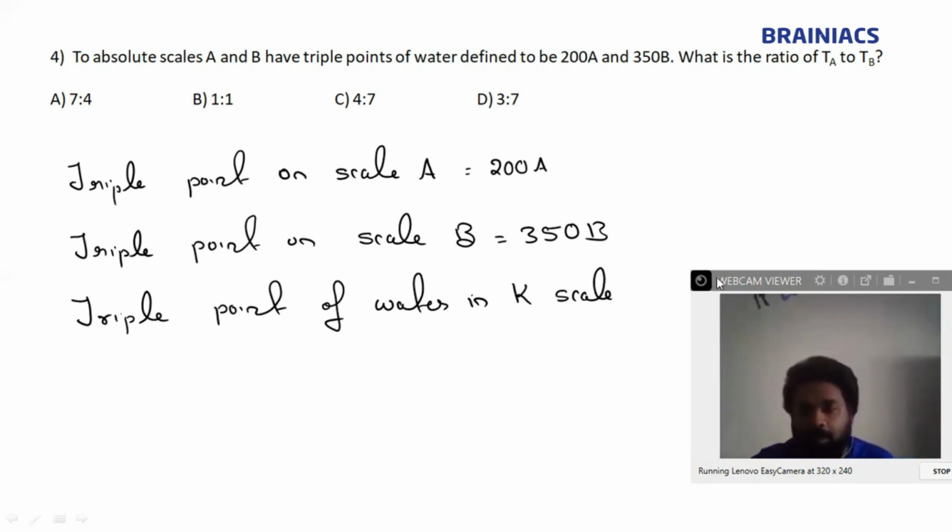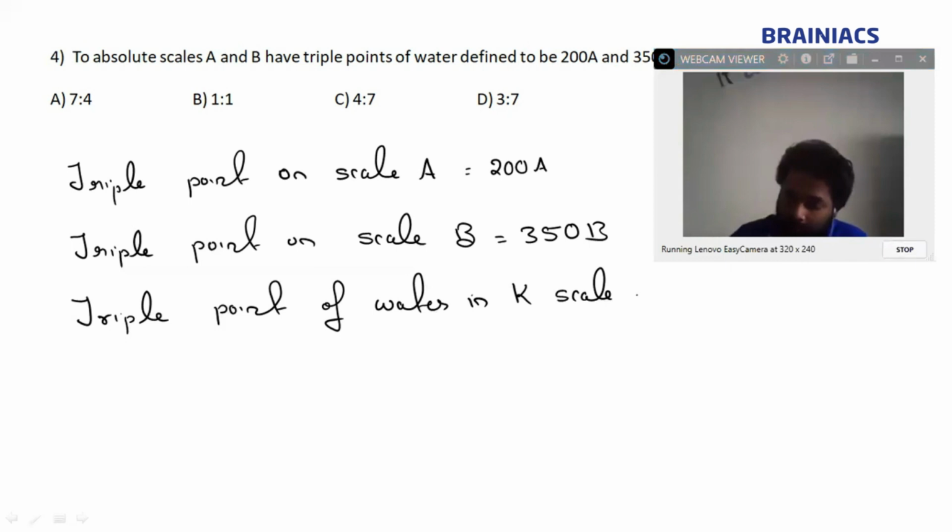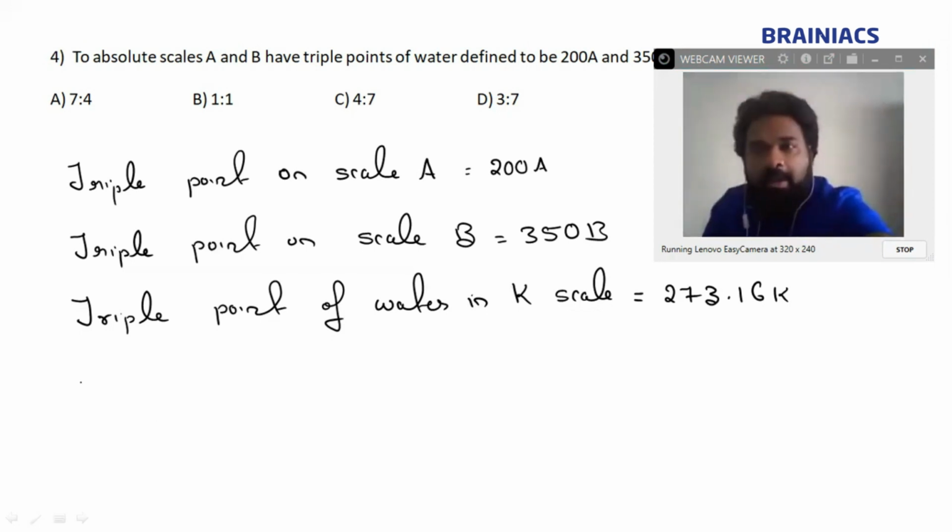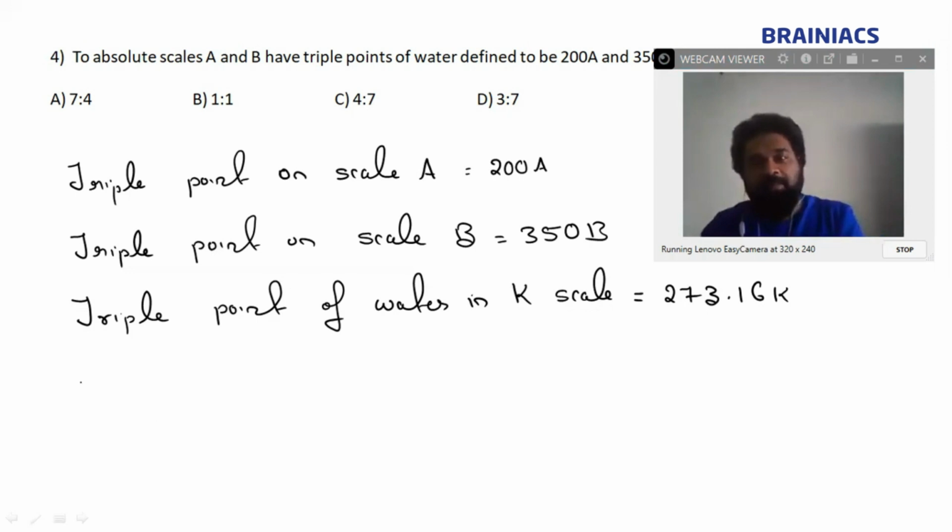This is 273. We know its value is 273.16 Kelvin. Now all these are the same actually. This is the same as 200A, this is the same as 350B. Now if 200A is equal to 273.16 K, 200A is the same quantity in a different unit. This is the same as 273.16 in this unit.